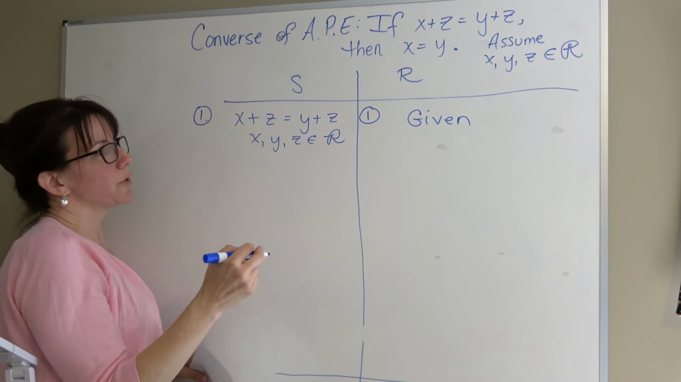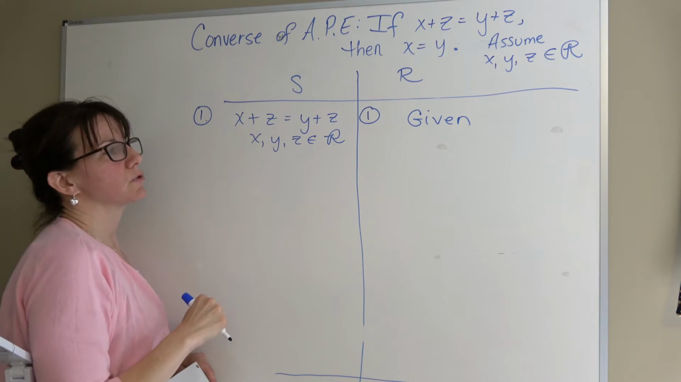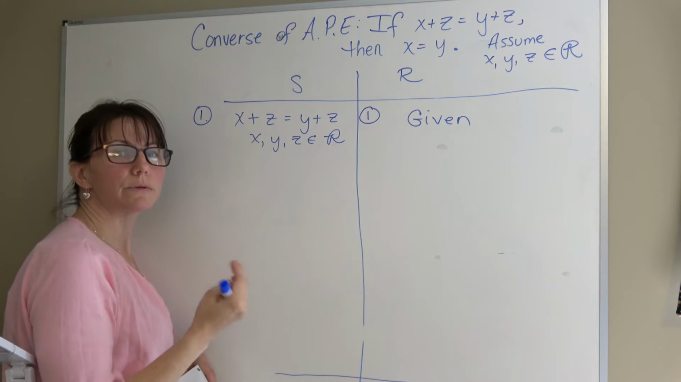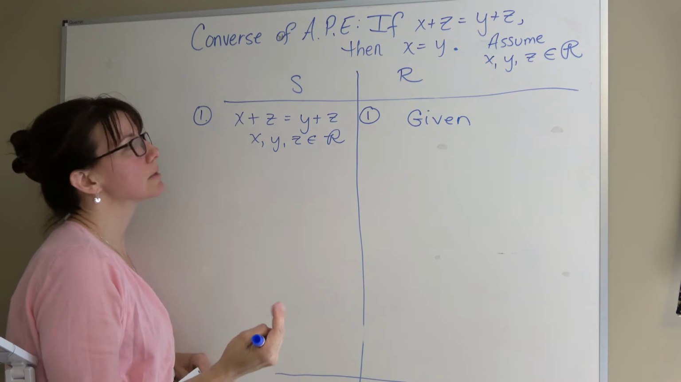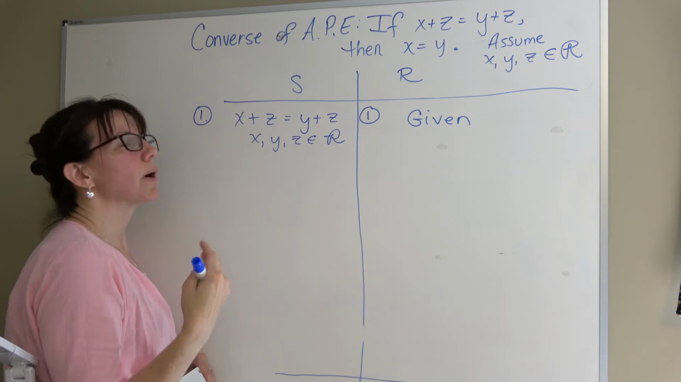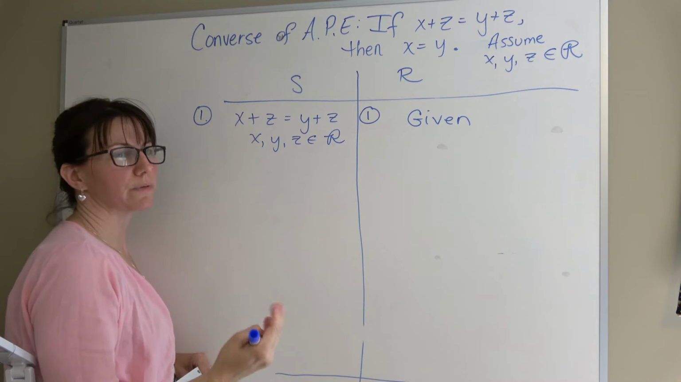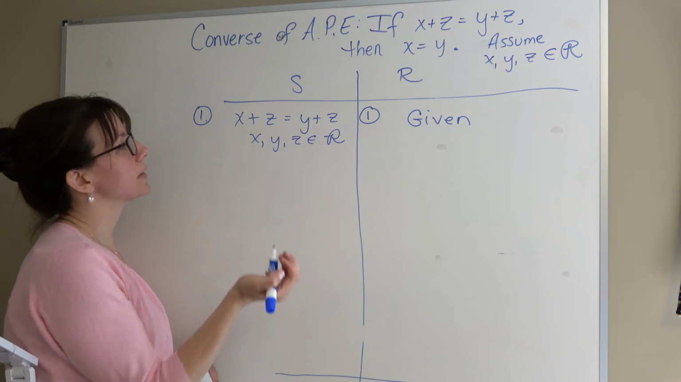Now, algebraically, we know that we can just subtract z from both sides, but we do not have properties of subtraction. We only have properties of addition. And so we have to think about what we could add to both sides, and that would be, of course, to add negative z to both sides.